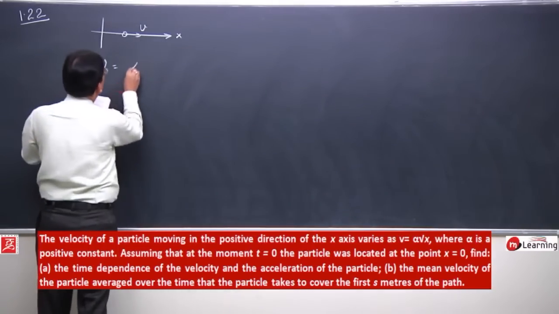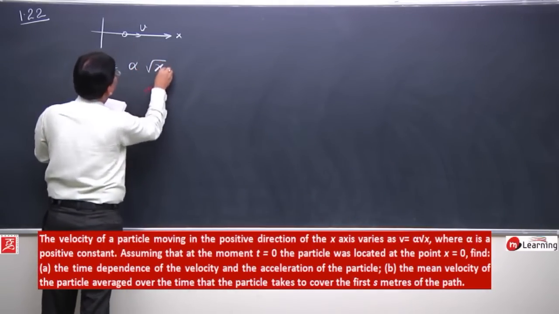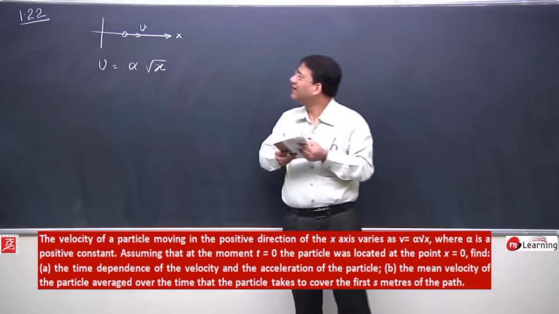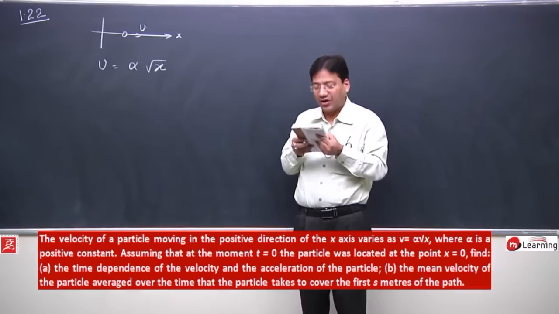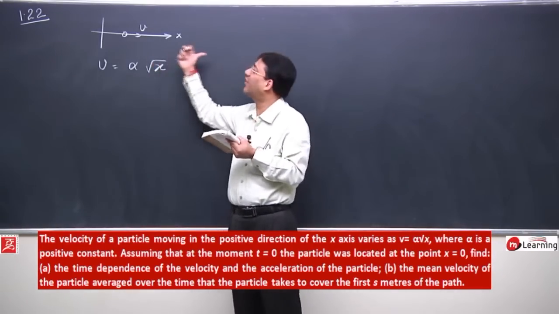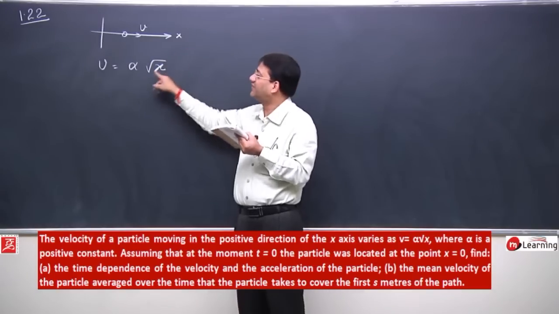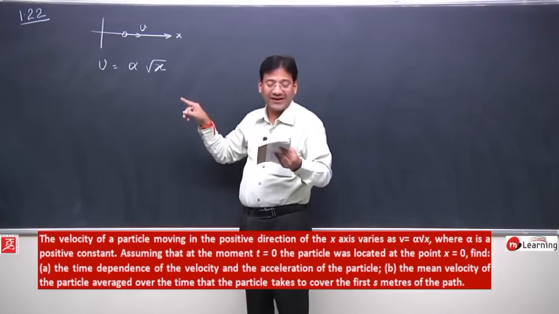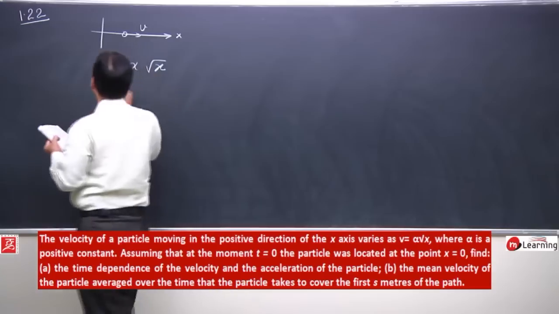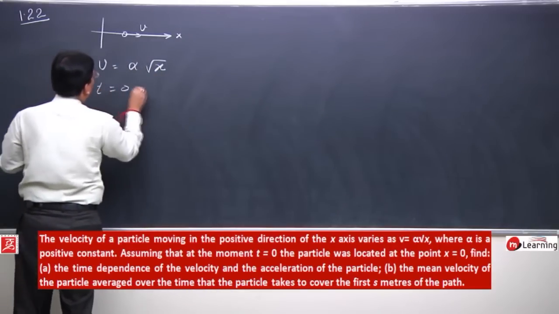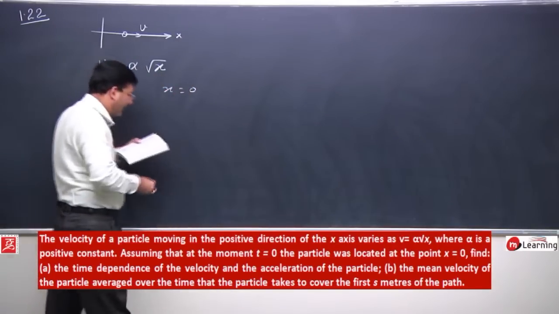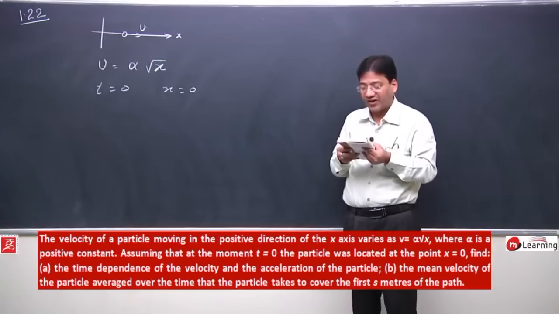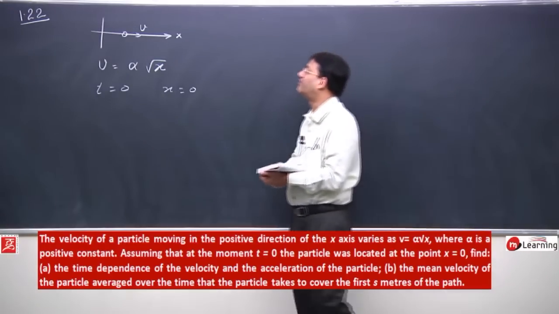as alpha root x. Means velocity is a function of displacement along the x-axis, where alpha is a positive constant. Assume that at a moment t equal to 0, the particle is at x equal to 0. Find the time dependence of velocity and acceleration of the particle.